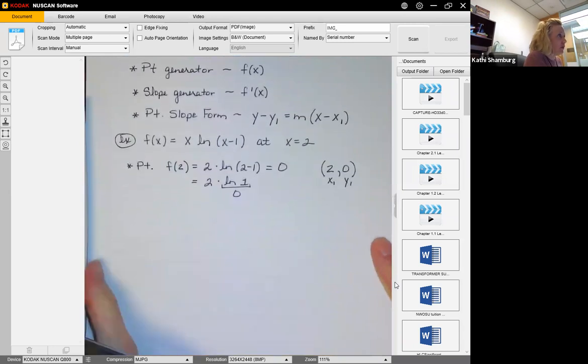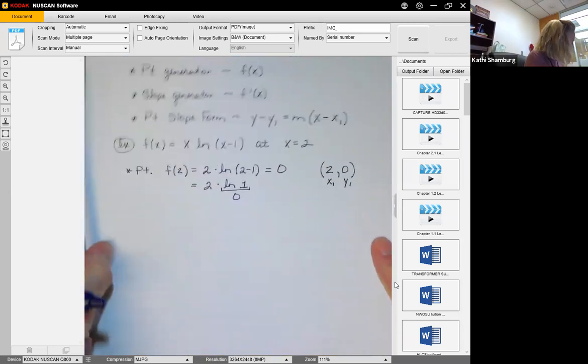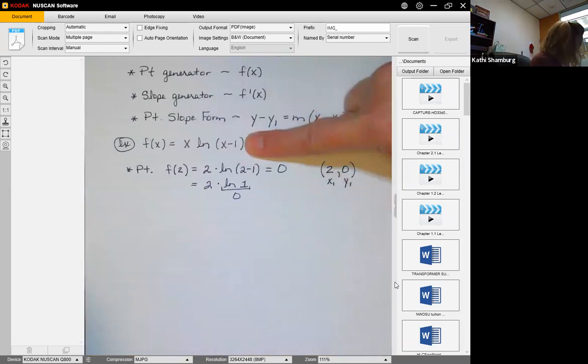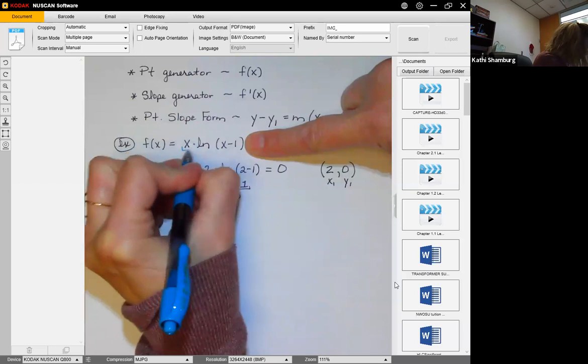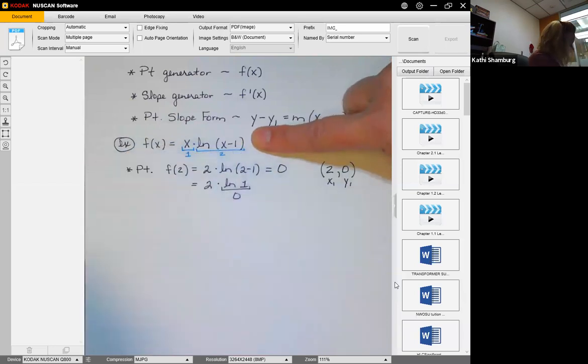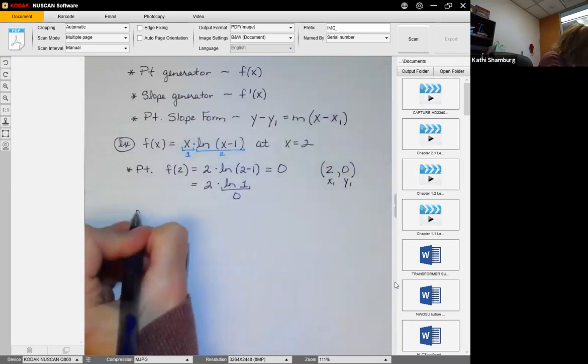Now the slope generator. Well, I need to find the first derivative. So we're going to have to take this function and we're going to have to apply the product rule to get its derivative.